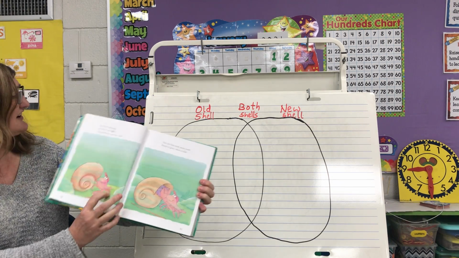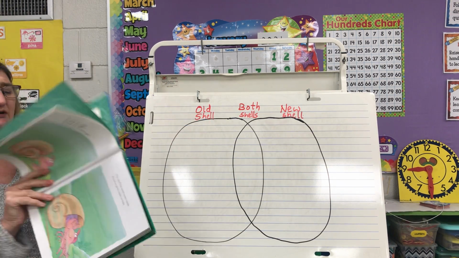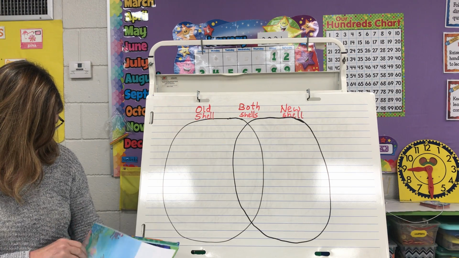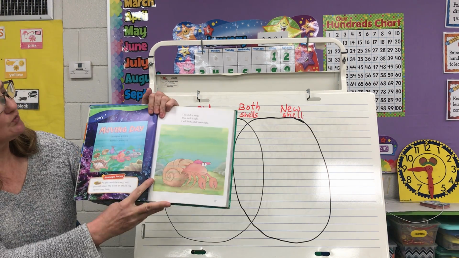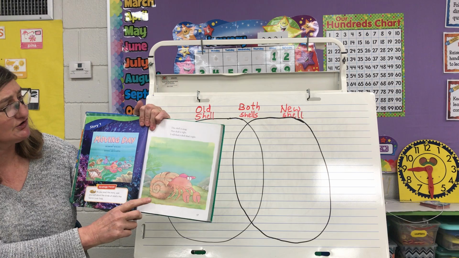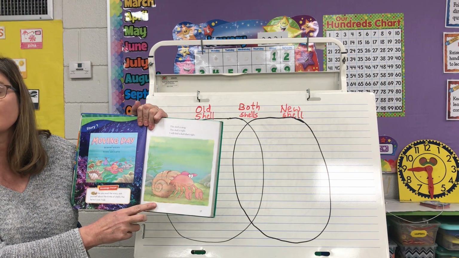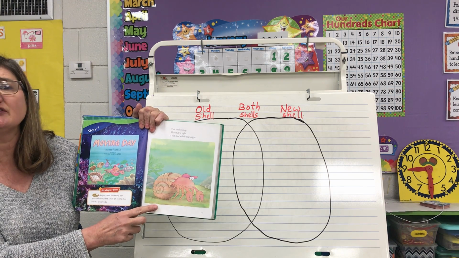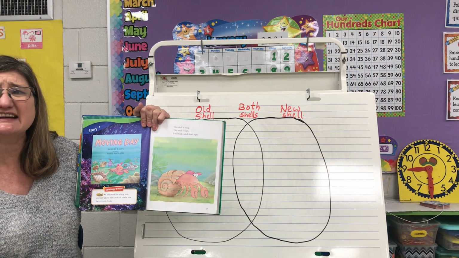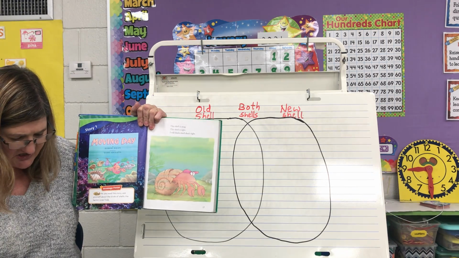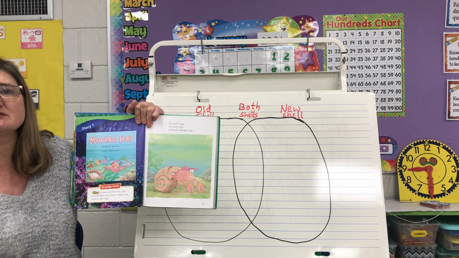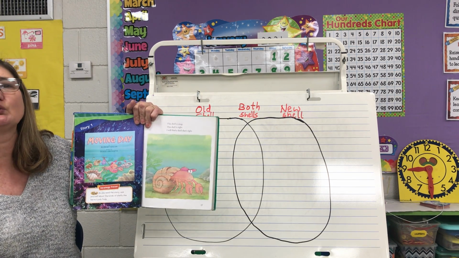Let's first think about the old shell. Can we think about some things about this old shell? Let me go back to page 17. What was wrong with the old shell? If you want to look, get your book out and turn to page 17. I'll give you a minute to do that. Let's see what was wrong with the old shell. We can come up with some words to tell about the old shell.